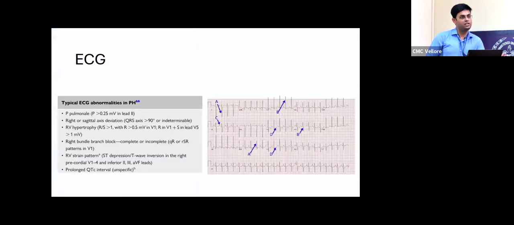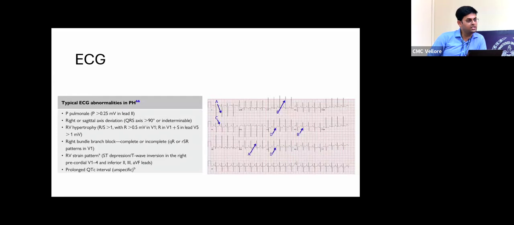So what are the ECG features that you routinely see in a well-established pulmonary hypertension, which may not be seen in all cases? P pulmonale is defined as more than 2.5 mm P wave in lead 2 or lead 3 or aVF, or right axis deviation as noted in this ECG. You can see that.